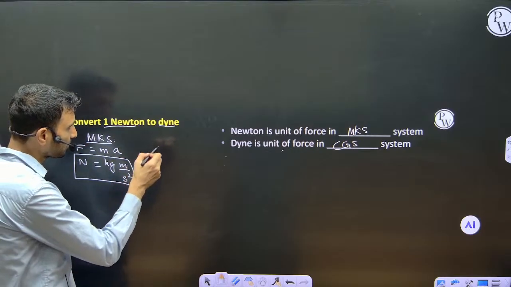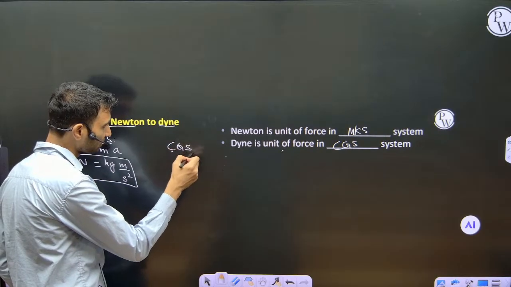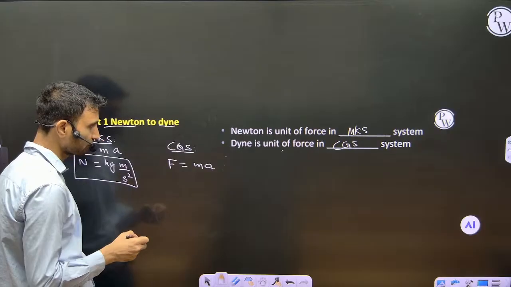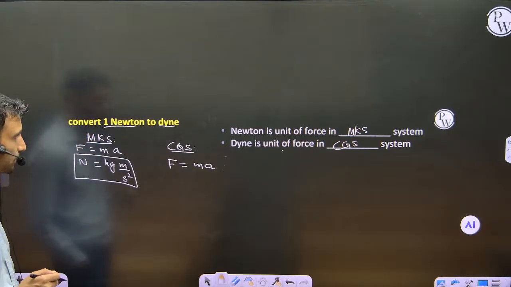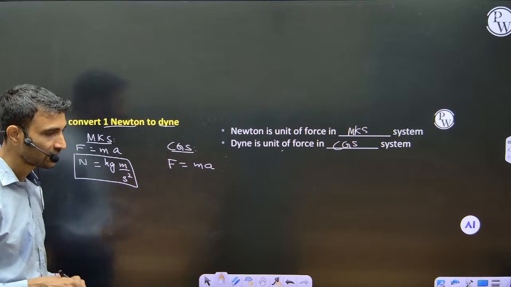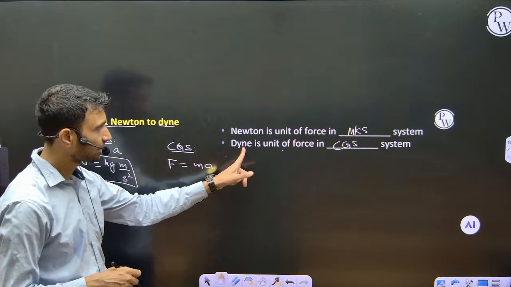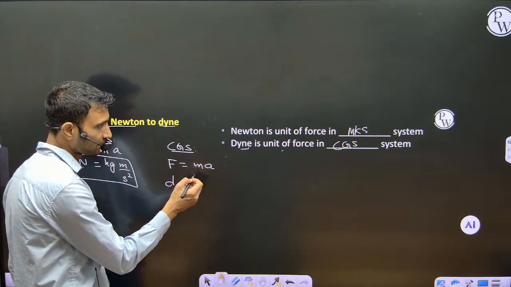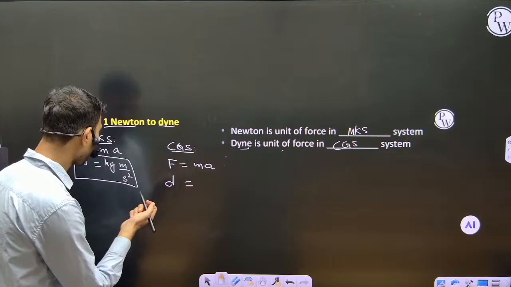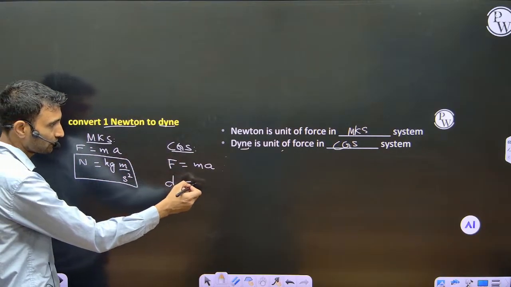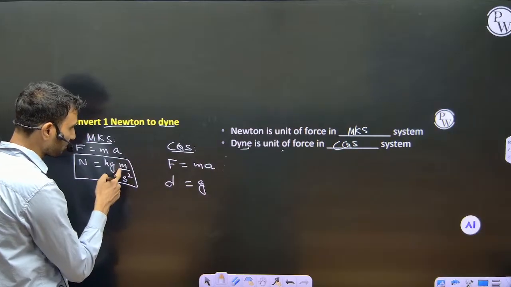Now let us write the same thing, but this time in CGS. Force is equal to mass into acceleration. Right? Let's write the units again, but this time in CGS. So what will be the unit of force in CGS? We know it is dyne, right? So we'll write it as D is equal to mass. Now what is the mass in CGS, guys? It's not kg, right? In CGS it is gram.